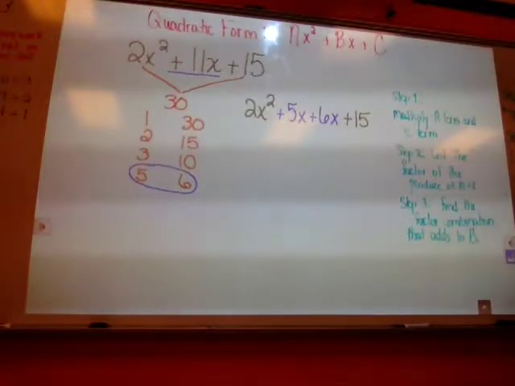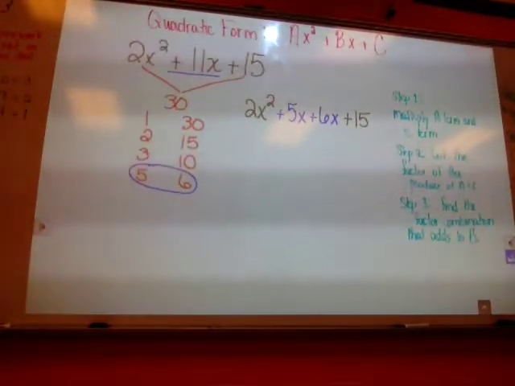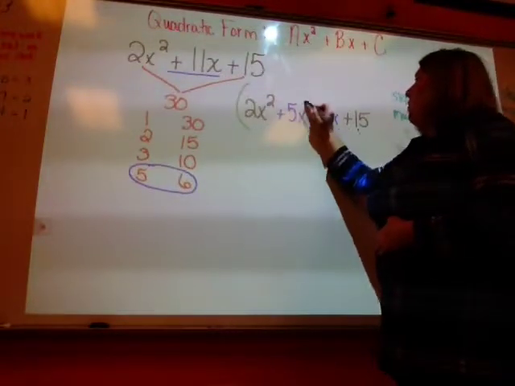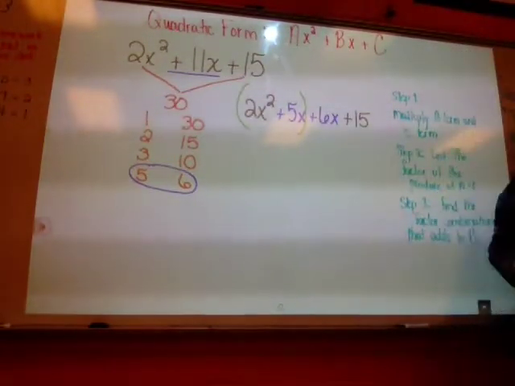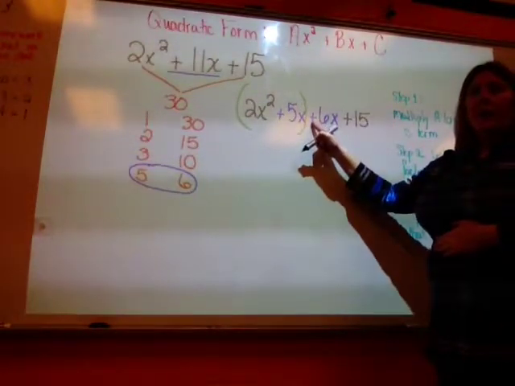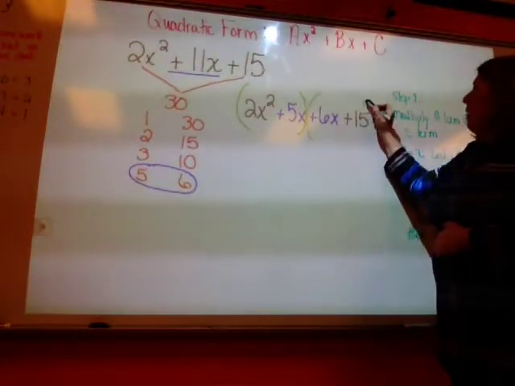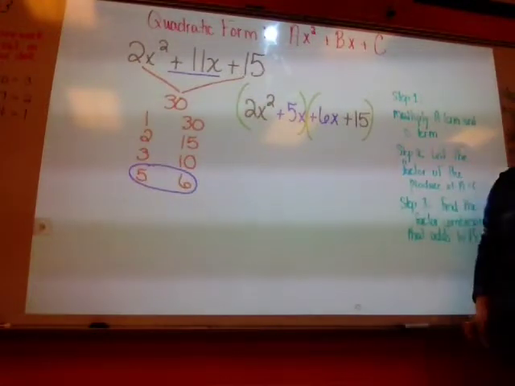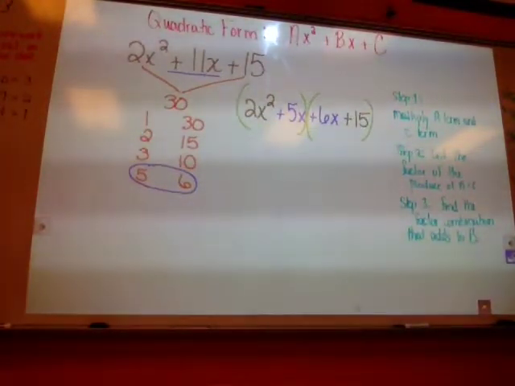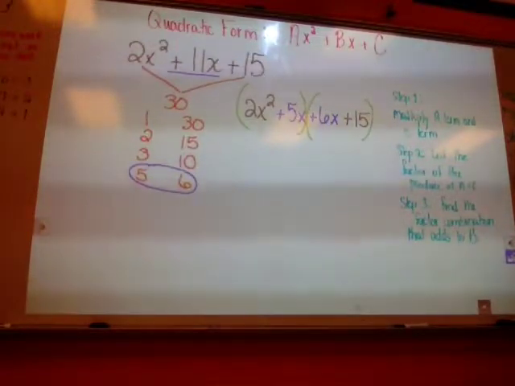Now I need to do what? I need to group them. Alright, so when I group them, I take my first two and group it together. So far, so good. Include the sign here. And then I'm going to group those together. So far, so good? Yes or no? Okay.